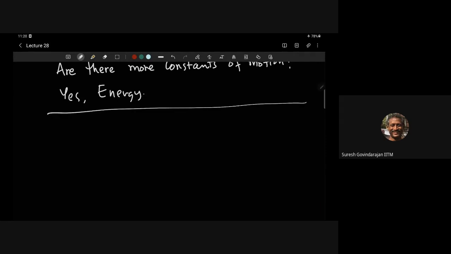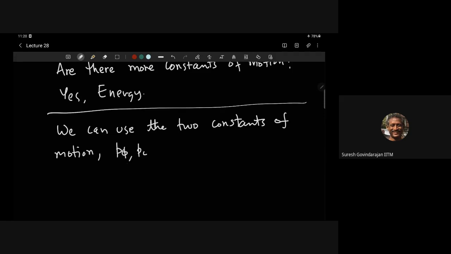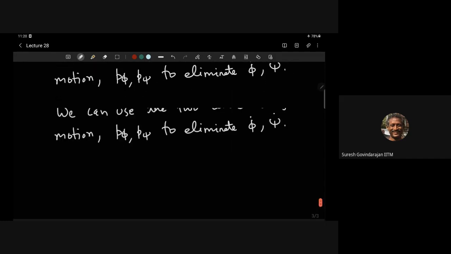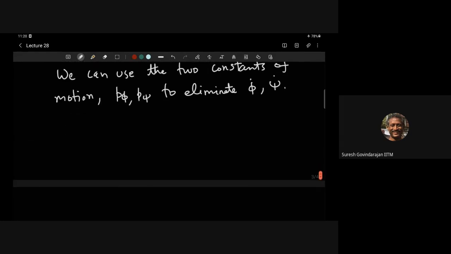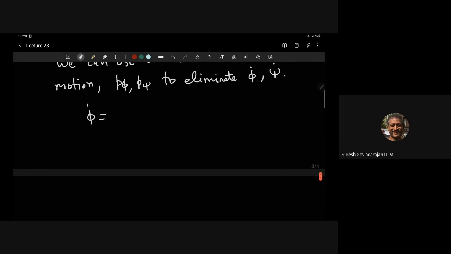So we'll hold that for a moment. The point here is, let us use the two constants of motion, P phi and P psi, to eliminate phi dot and psi dot. So we need to write formulae for them. You can just invert things around. It's just P phi minus P psi cosine theta.